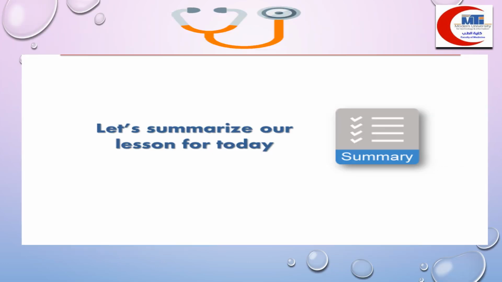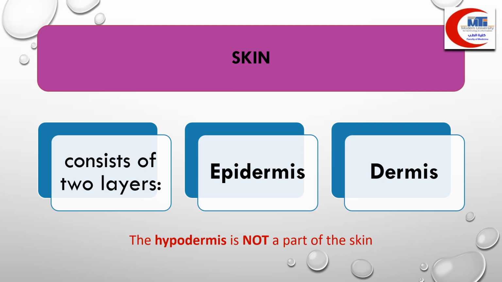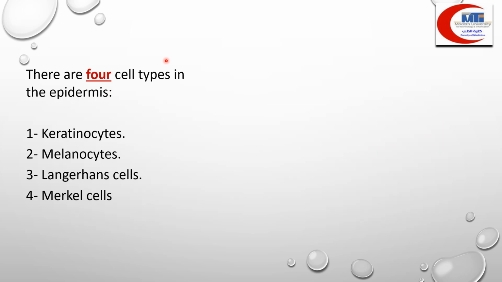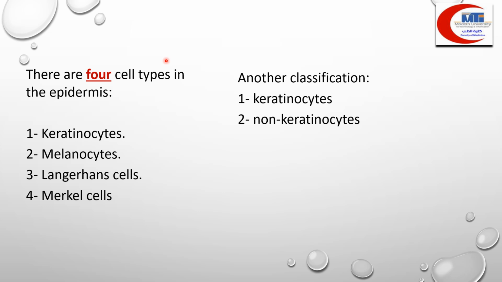Let's summarize our lesson for today. The skin consists of two layers, epidermis and dermis, and the hypodermis is not a part of the skin. The epidermis is formed of stratified squamous keratinized epithelium. There are four cell types in the epidermis: keratinocytes, melanocytes, Langerhans cells, and finally Merkel cells. Another classification: keratinocytes and non-keratinocytes.